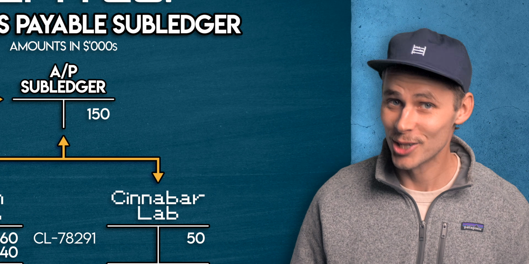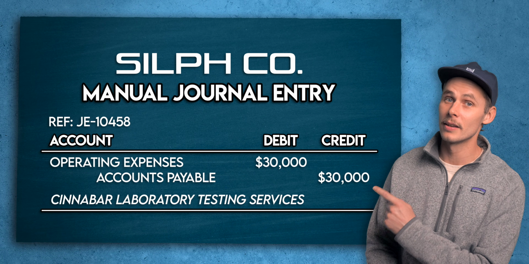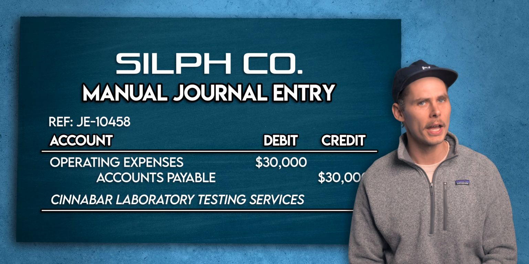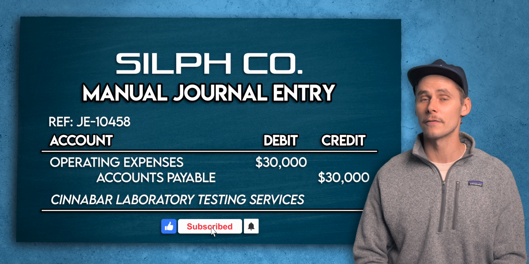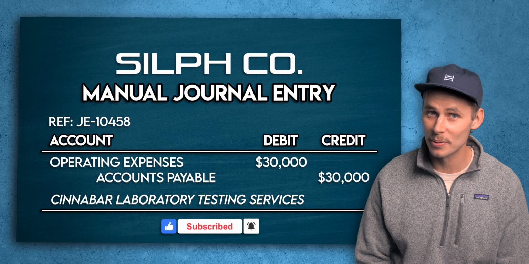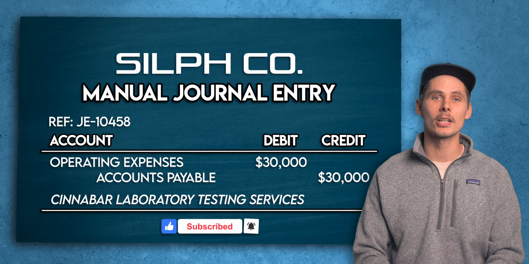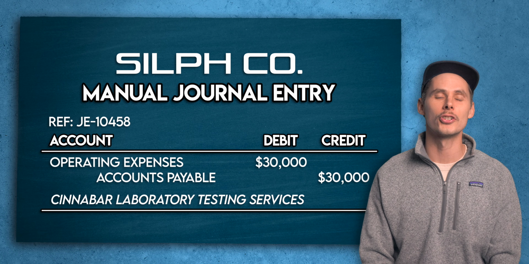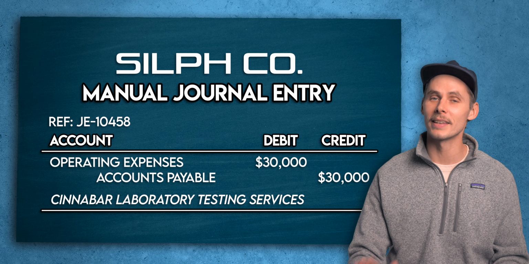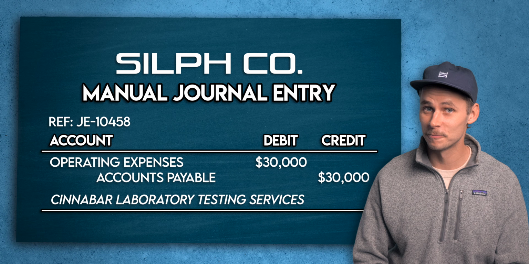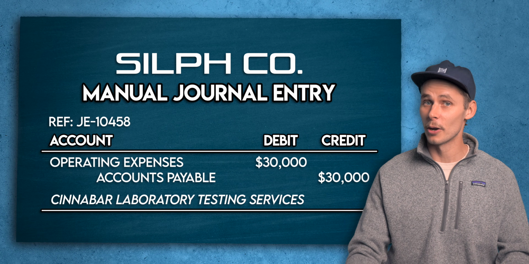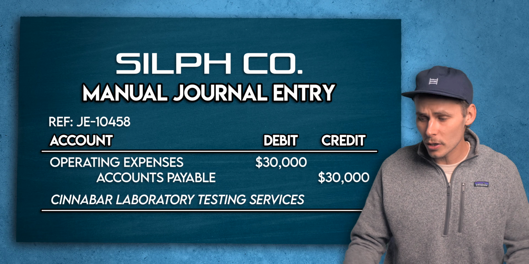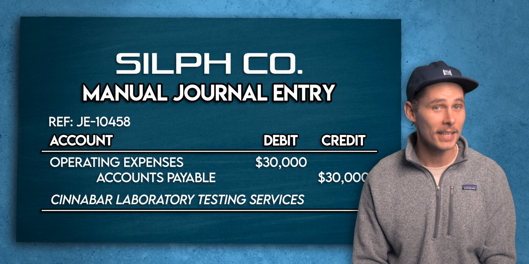After some investigation, we find the culprit, manual journal entry number 10458. It's for $30,000 of laboratory testing services from Cinnabar Research Lab. The problem is that the transaction was posted directly to the general ledger, bypassing the accounts payable subledger. So it increased the control account balance but never created a supplier record in the subledger. So the two have fallen out of sync.